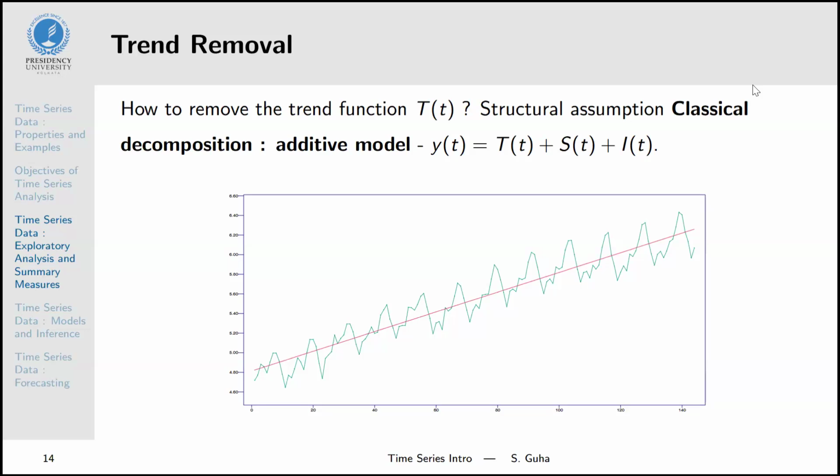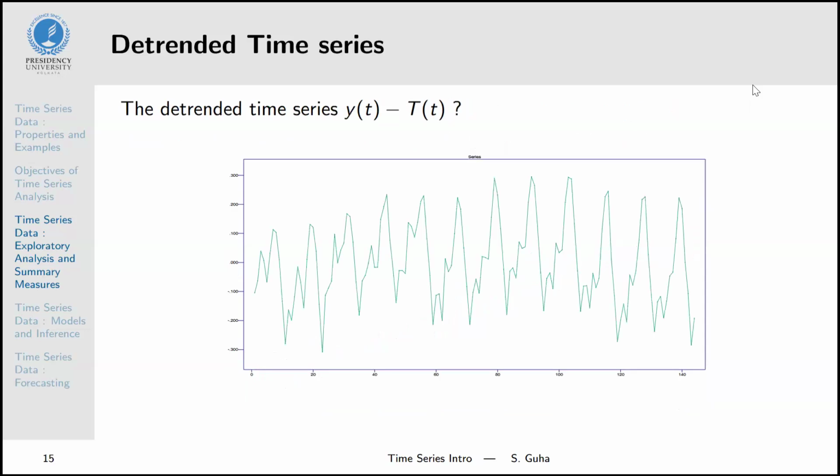And in that case, if you have to remove the trend, you'll just subtract the trend from the time series data, and that will give you the seasonality part plus the irregular component. So after detrending the time series, you will get something like this.